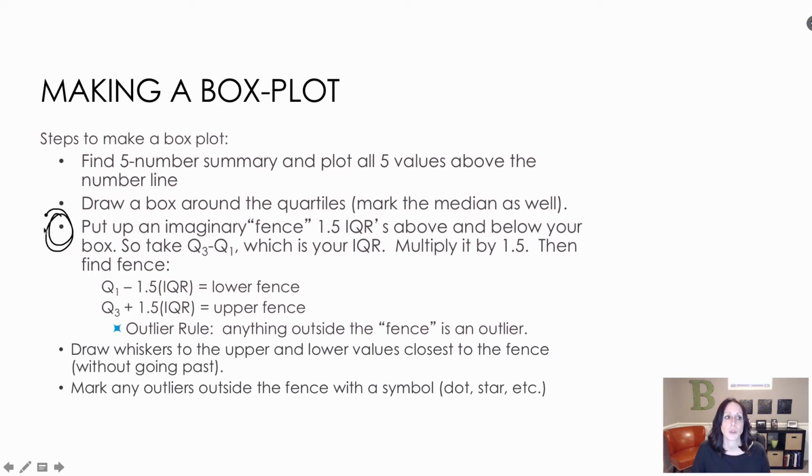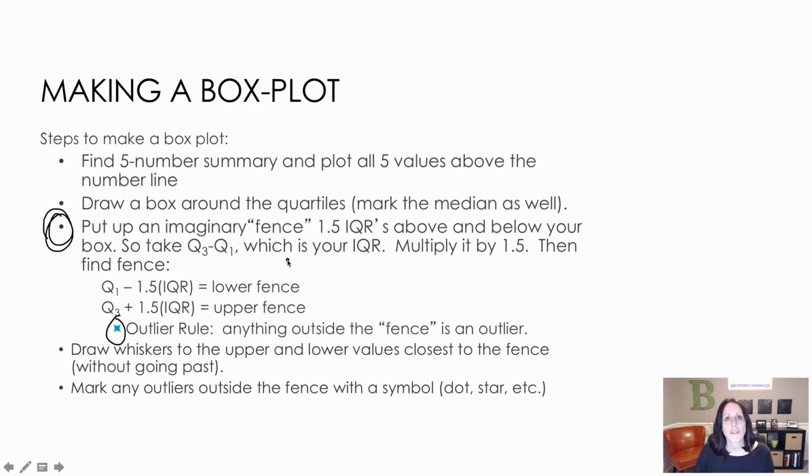Now the fence is super duper important because we talked about outliers and how to know if something is an outlier or not. So the outlier rule basically says, let's make this imaginary fence, and anything that's outside of that fence is going to be an outlier. An outlier being an unusual value, something that we're surprised by. So then we're going to draw our whiskers and mark any outliers with a dot, star, etc.